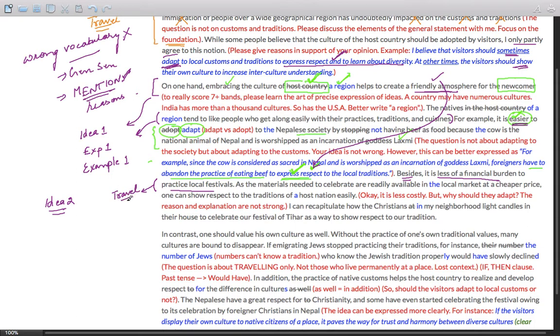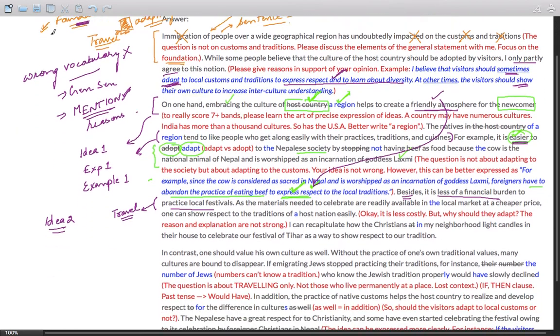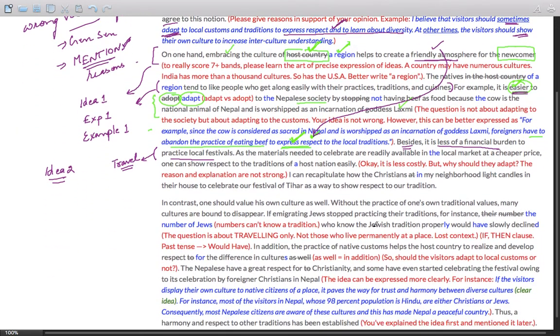There is no mention of travel. The question is, when people travel to different cultures, they should adapt. So the first element, the foundation part, is missing, and the student has just tackled the superstructure. Without foundation, the idea is incomplete, as materials needed to celebrate are easily, readily available in the local market at a cheaper price, so they can show respect to the host nation easily.